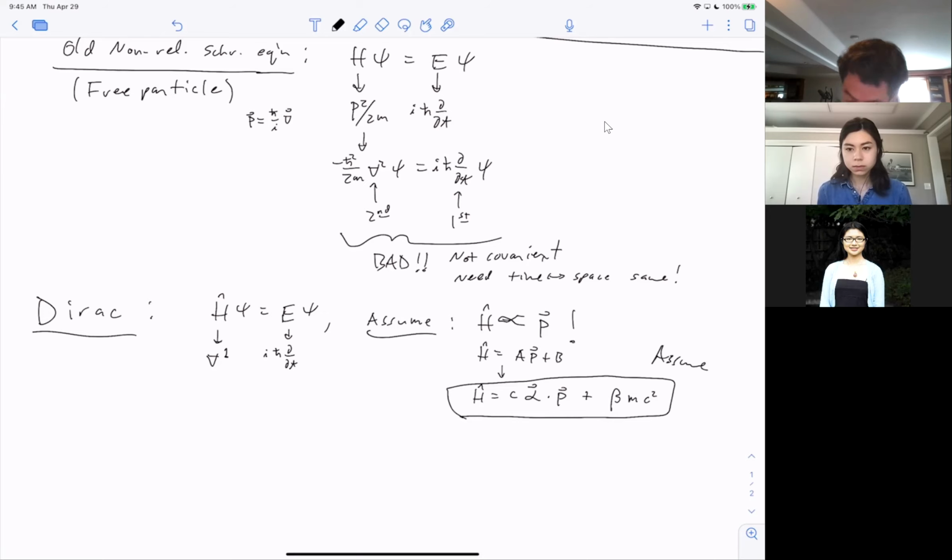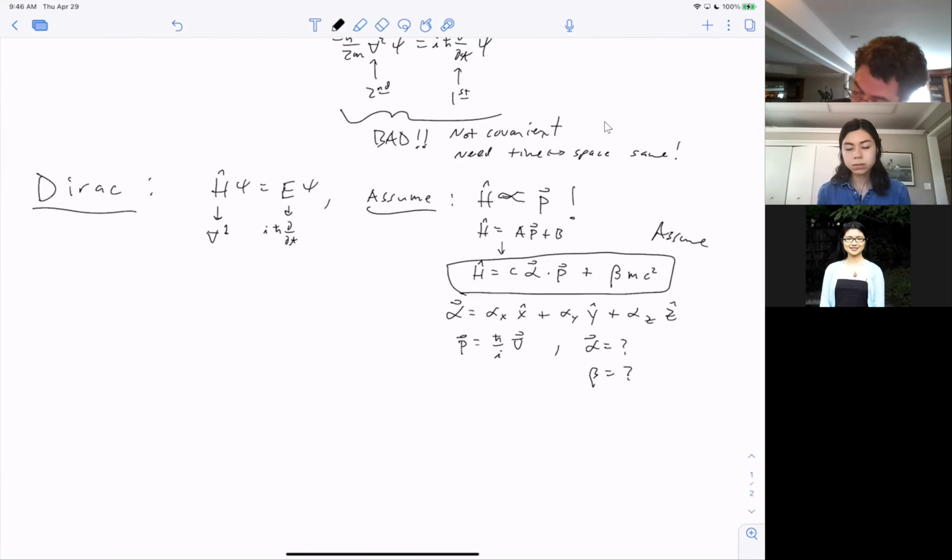Now if it has that form, then alpha is some vector that is not known, and it's a very general operator. And p is our old friend, we know him, but we don't know alpha. So the question is, what is alpha? And what is beta? To find out, he said, let's just plug it in and see what happens. I know that H psi equals E psi. So if I hit it twice, I get H squared psi equals E squared psi. And here we'll plug in H equals alpha dot p.